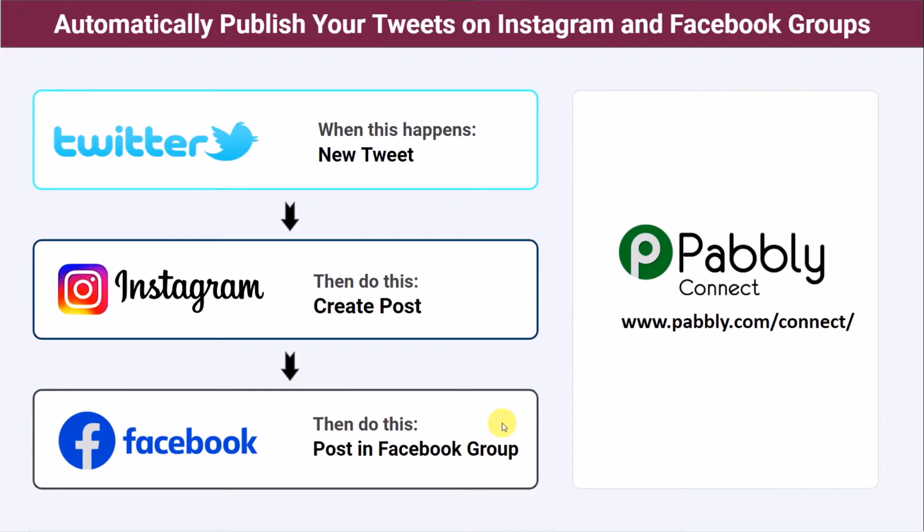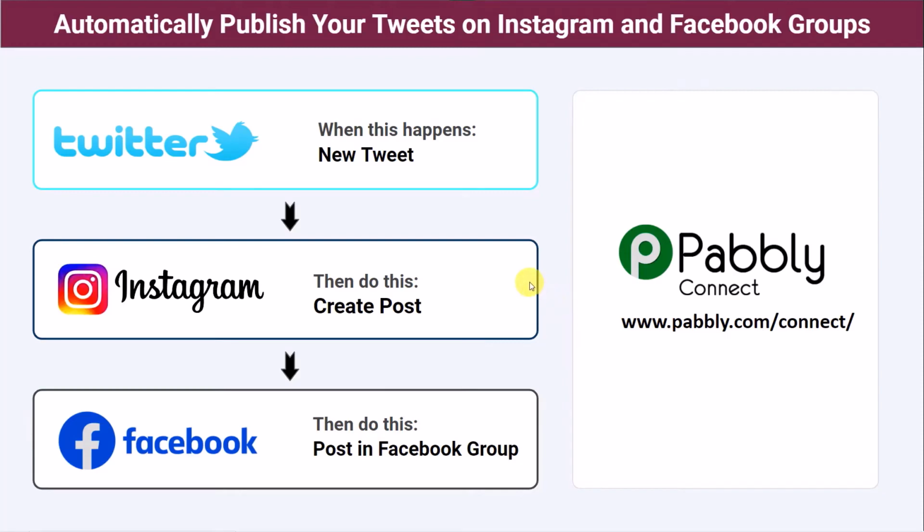So for doing this, we have two options. First, do it manually. Take the details of the tweet, of the message from your Twitter account. Go to your Instagram account and create a new post over there using those details. As well as go to your Facebook group and create a post over there also using the same details. Actually, this is a time consuming and a tiresome process.